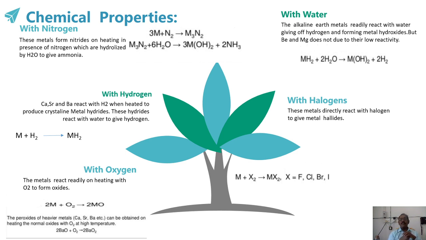The last in the series is halogens. The metal readily reacts with halogens to give metallic halides. There is a general formula for the metal, M, and a general formula for the halogen, X, where X is fluorine, chlorine, bromine, or iodine, any one of these. Suppose the metal is beryllium and X is fluorine: beryllium reacts with fluorine to give beryllium fluoride.